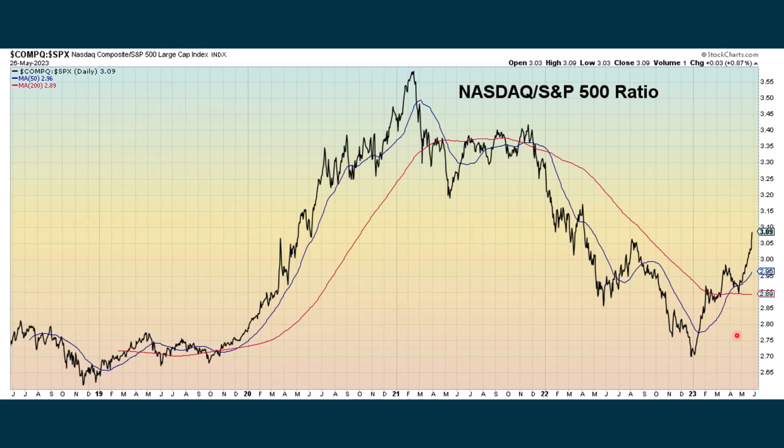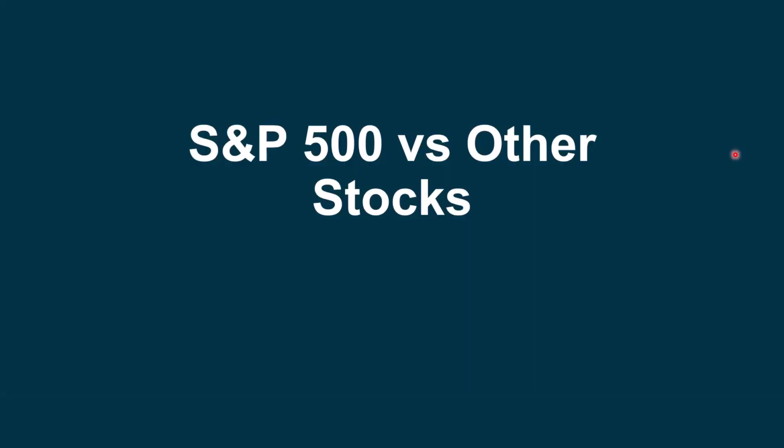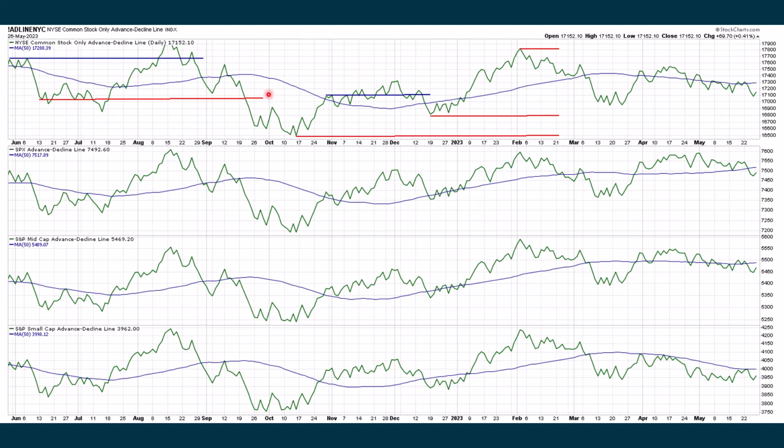The NASDAQ is really outperforming the S&P 500. And the NASDAQ 100 is outperforming the NASDAQ, and they're both doing pretty well currently. Then looking at some other stocks, this is the NYSE advanced decline line, where the NYSE is below the moving average but turning back up. The same thing is said for the S&P 500. The mid caps are showing some improvement, but we're still seeing overall weakness with the small caps.